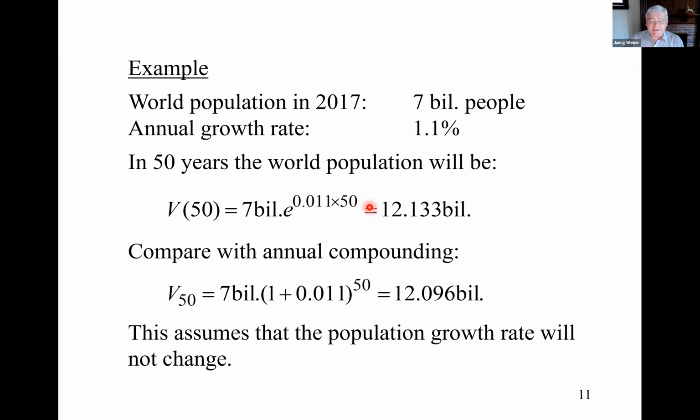Now, compare this with annual compounding. Let's take the formula from annual compounding: 1 plus the interest rate, 1 plus r, to the 50th power. It's a very common formula. You get 12.09 billion people. It's very close. So continuous compounding is actually a good approximation for annual compounding.